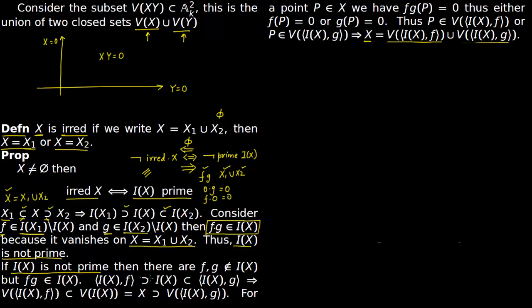So I of X is not prime. That means there are two polynomials f and g. They do not lie in the ideal, but their product f times g lies in this ideal. Now you construct a bigger ideal which contains I of X.